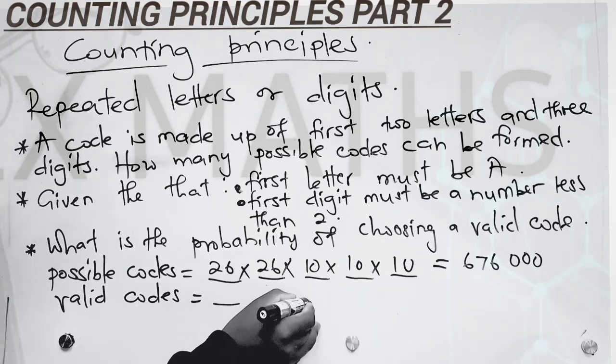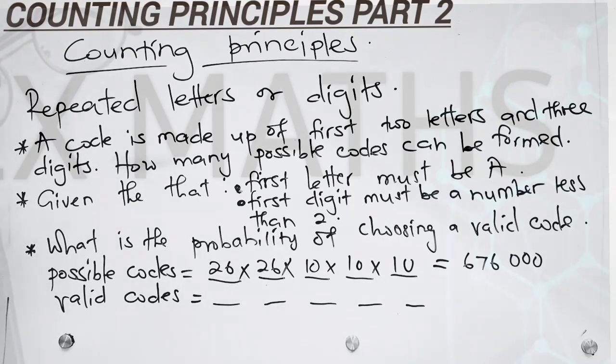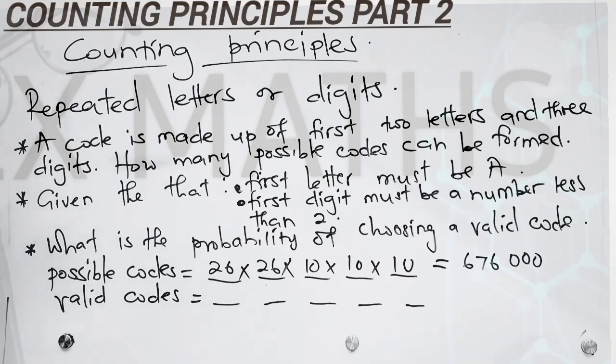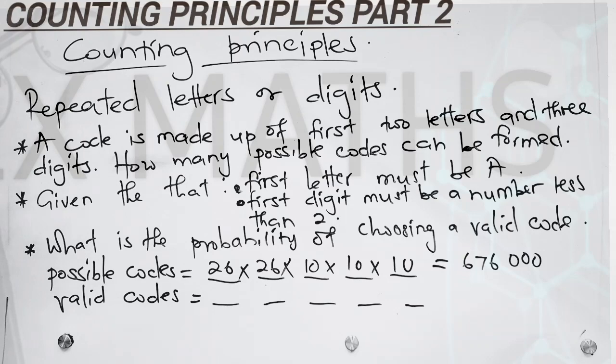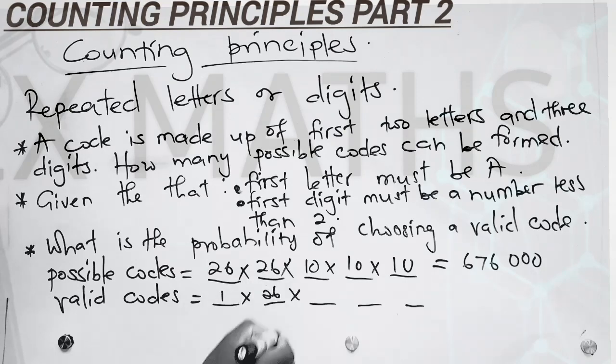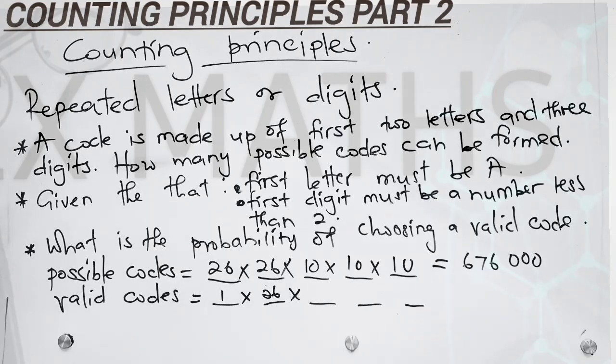Do we have five positions? We're told that the first letter must be A. So the first letter is A, which means how many letters are we arranging on the first position? It's just one letter, which is A. So we say 1, multiplied by the second position. Here we don't have any restriction on the second position, so we have 26 letters to arrange. Next position, how many digits can we arrange? You're told that the first digit must be a number less than 2. So we only have 2 digits to arrange, which are 0 and 1.